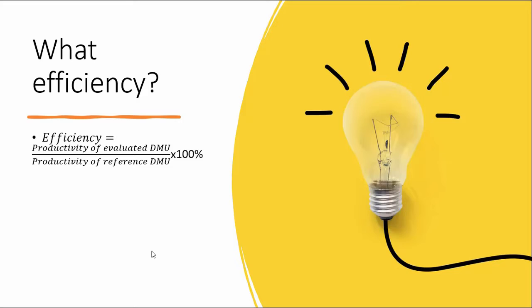Efficiency, simply, we can calculate as the productivity of the evaluated DMU divided by the base DMU. So we take the base DMU as a benchmark or reference. So how many percent is the productivity of the evaluated DMU compared with the base DMU. This is the efficiency.